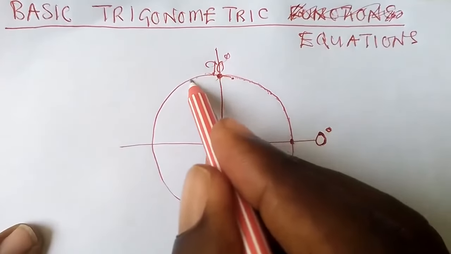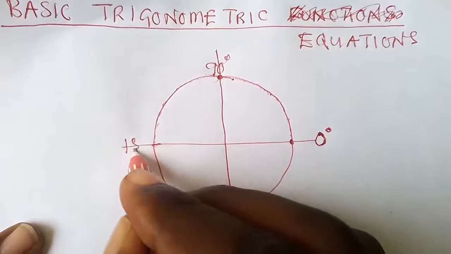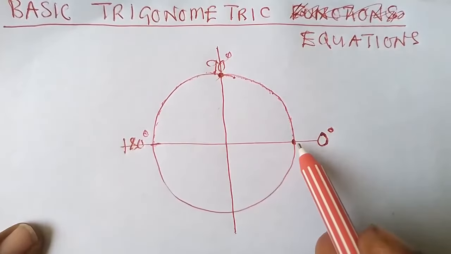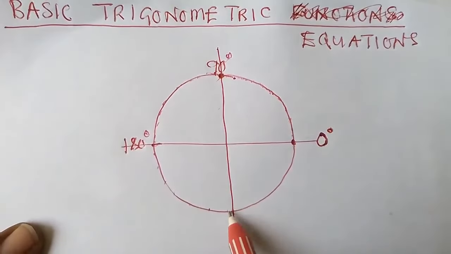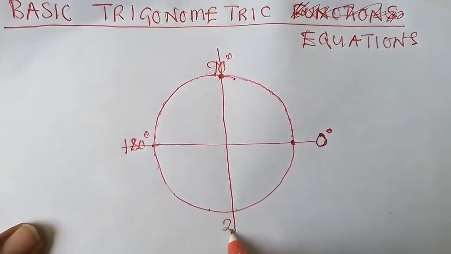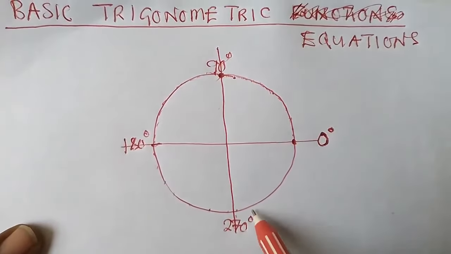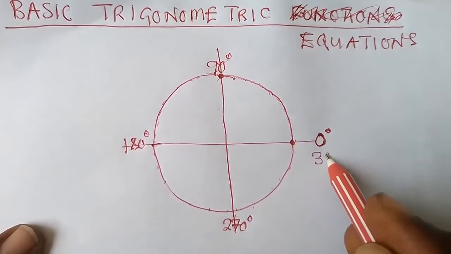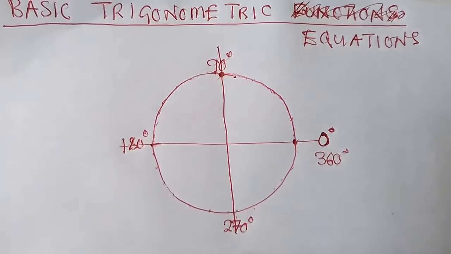If I start moving like this, I reach here. This is where 180 is. You know that this is a straight line, and a straight line adds up to 180. I continue moving and reach here where there is 270. If I continue moving until I reach a complete turn, here I've got 360, which is a complete turn.